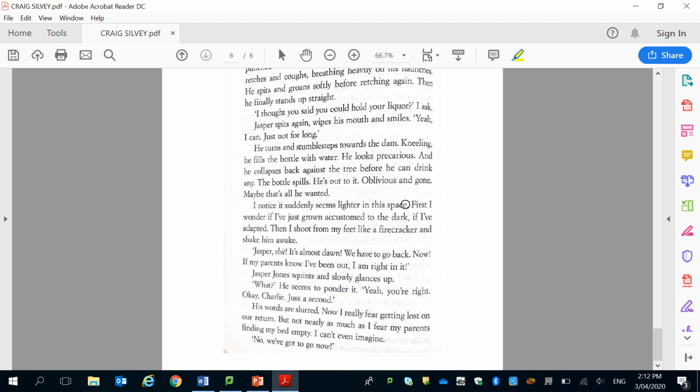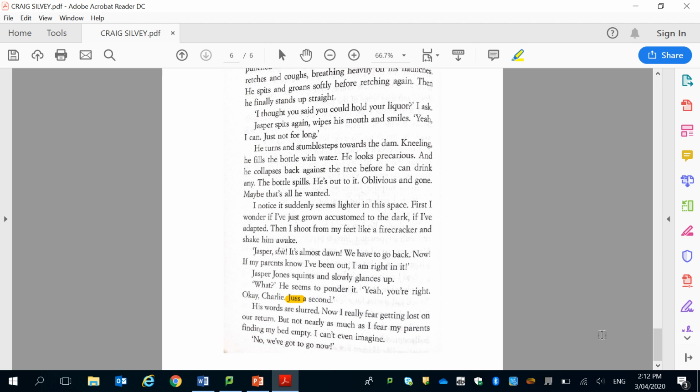I notice it suddenly seems lighter in this space. First I wonder if I've grown accustomed to the dark. If I've adapted, then I shoot from my feet like a firecracker and shake him awake. Jasper, shit! It's almost dawn. I've got to get back now. My parents know I've been out. I'm right in it. Jasper Jones squints and slowly glances up. What? he seems to wonder. Yeah, right. Okay, Charlie, just a second.